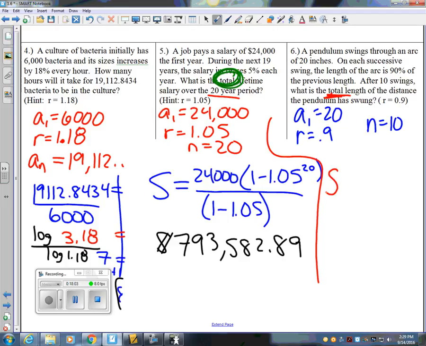All right? So S equals A1 is 20. 1 minus what? 0.9 to the 10th power over 1 minus 0.9. All right, what are we getting on this one? Good.